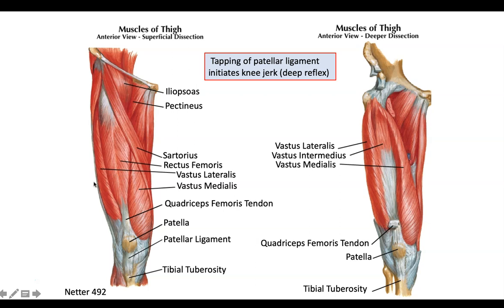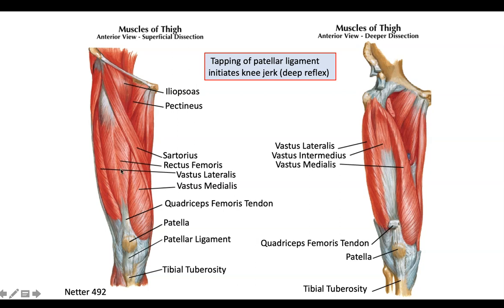Then the large quadriceps femoris. Quadriceps femoris is a four-headed femoral muscle. It has four different parts. The most superficial part is the rectus femoris. Then medial to that is the vastus medialis. Lateral to that is the vastus lateralis.